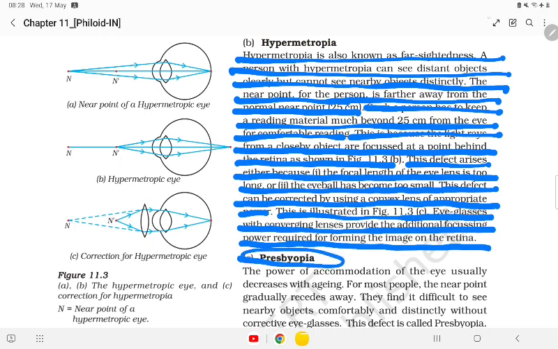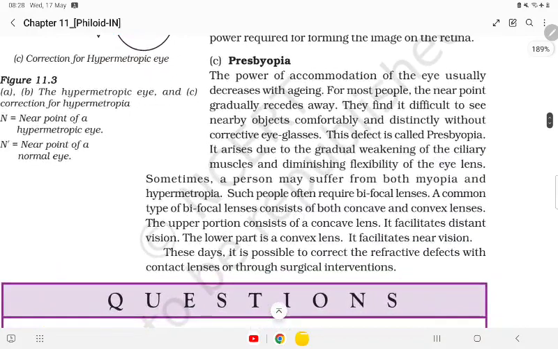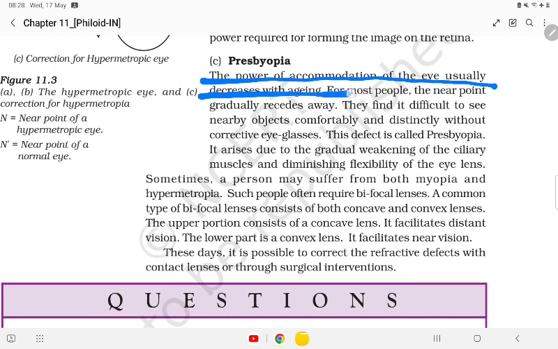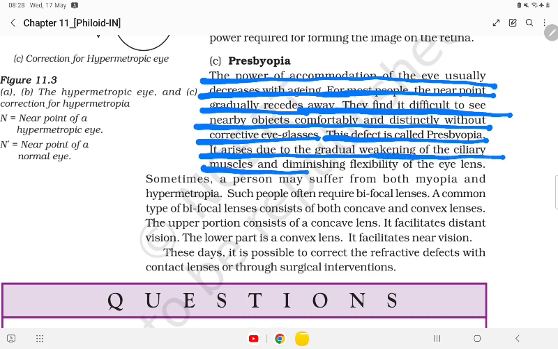Next one is presbyopia. Student, the power of accommodation of the eye usually decreases with aging. For most people, the near point gradually recedes away. They find it difficult to see nearby objects comfortably and distinctly without corrective eyeglasses. This defect is called presbyopia. It arises due to the gradual weakening of the ciliary muscle and diminishing flexibility of the eye lens.